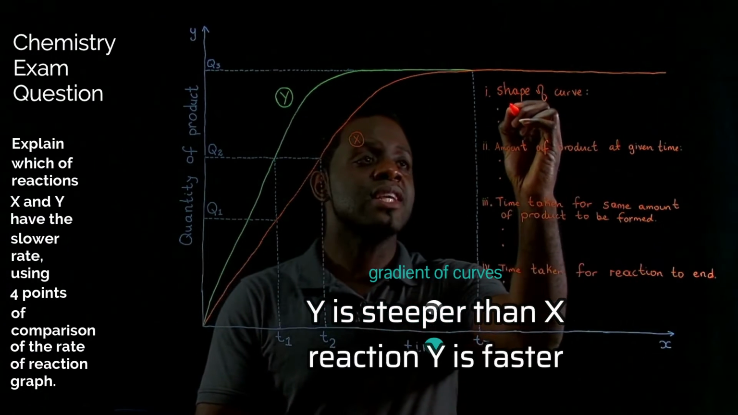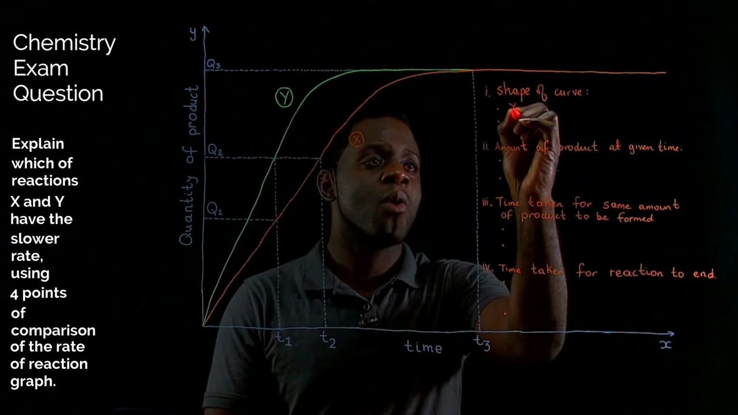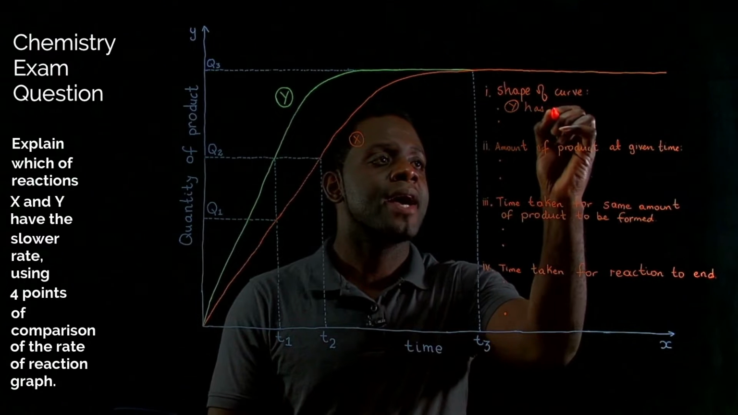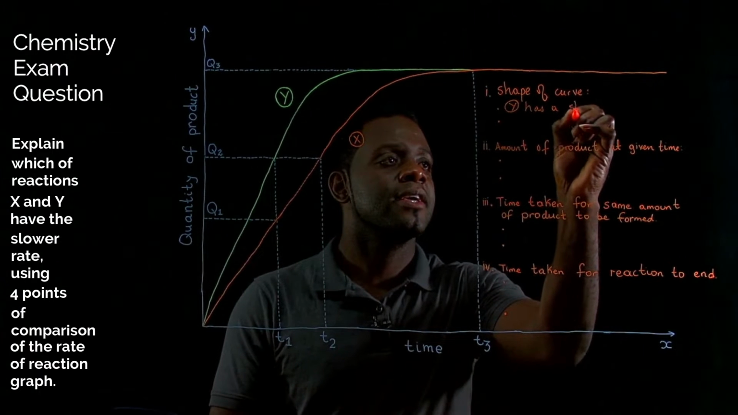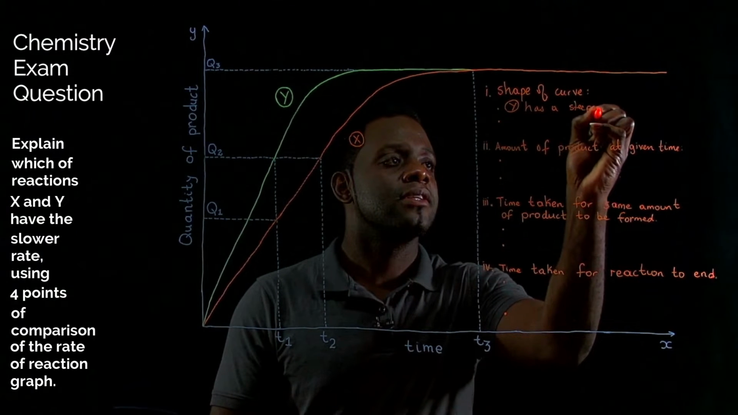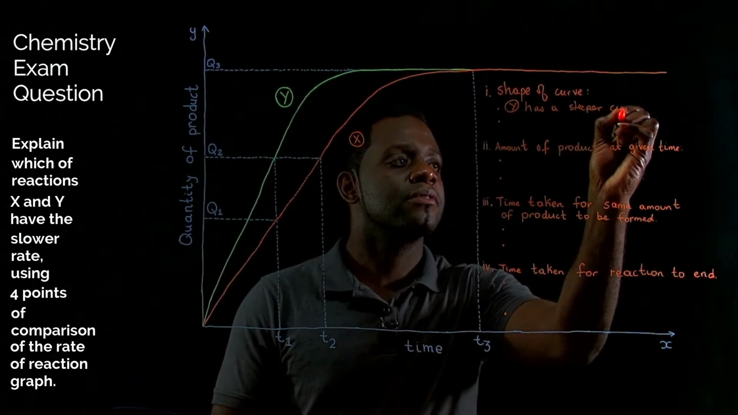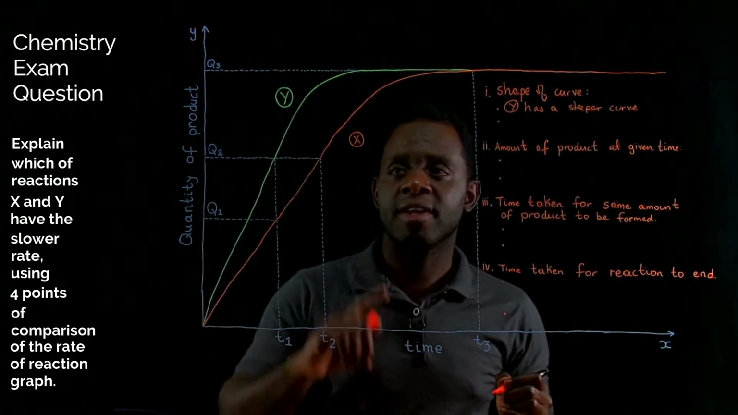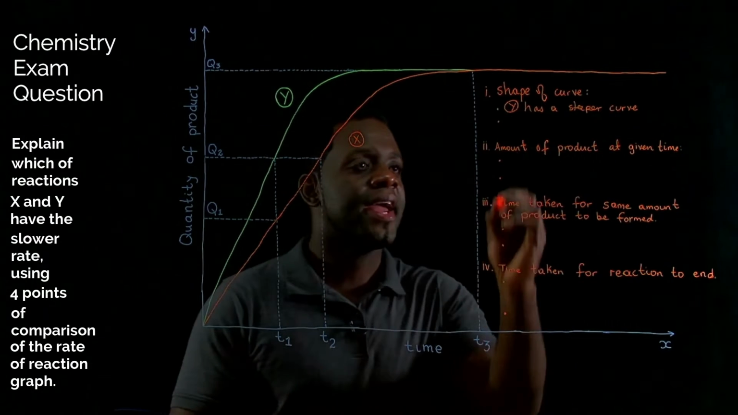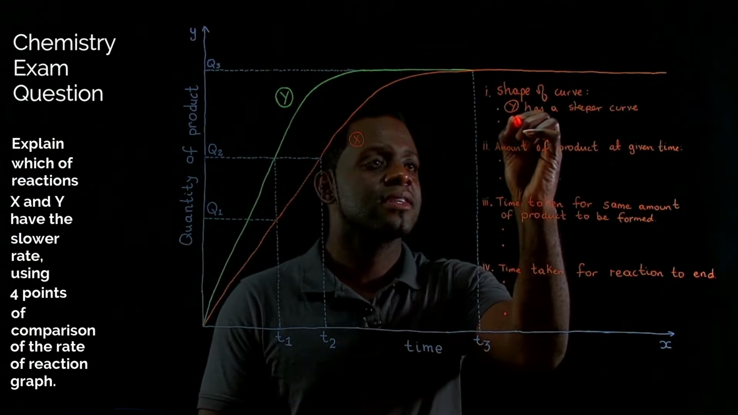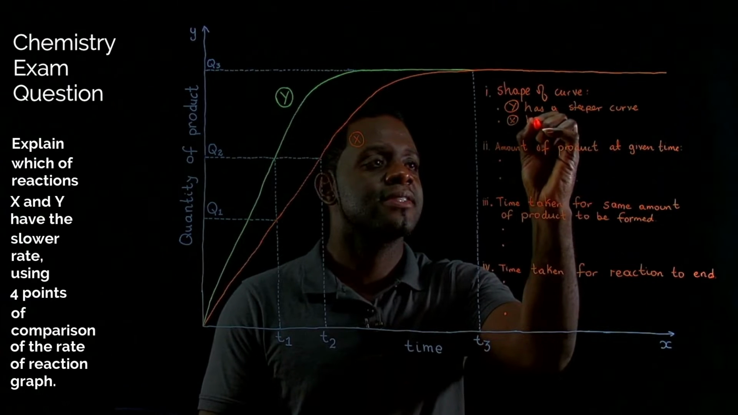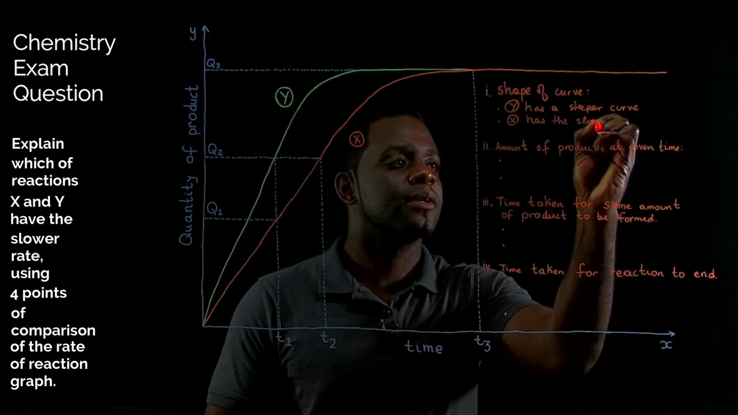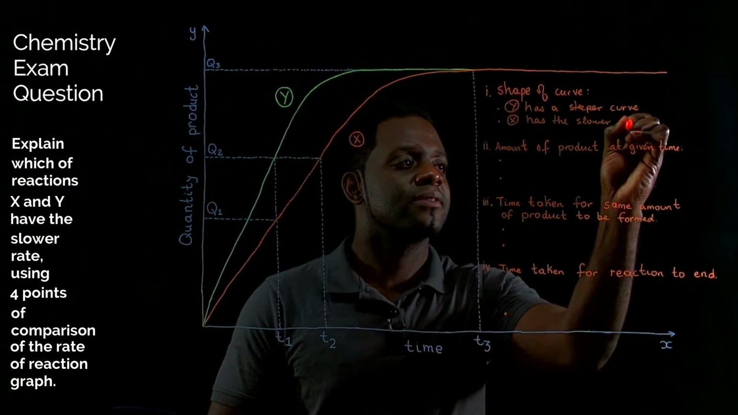So since reaction Y has a steeper curve than reaction X, then X has the slower rate.